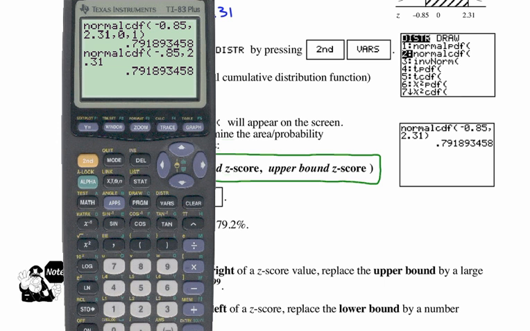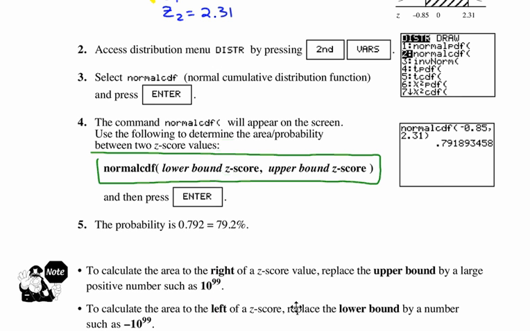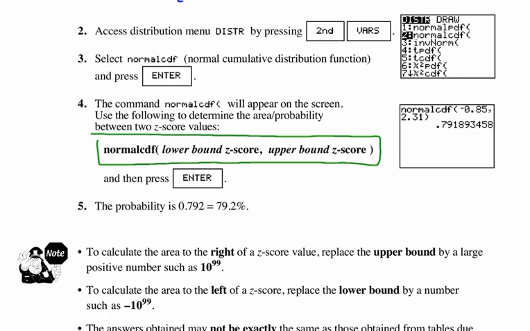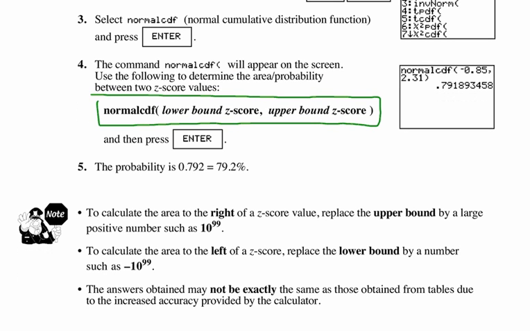And there it is. Now what do we do if it's all the way to the left or all the way to the right? Then we need to use infinity. So how do we put an infinity in our calculator? Well, pretty easy. 10 to the power of 99 will be the upper bound. So if we're going all the way to the right, that's the upper bound. All the way to the left, or our lower bound, we're going to use negative 10 to the power of 99 to represent negative infinity.